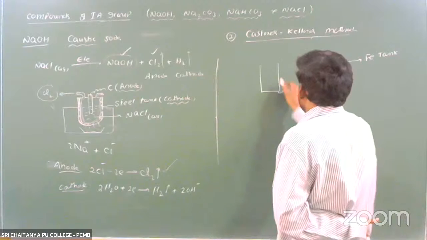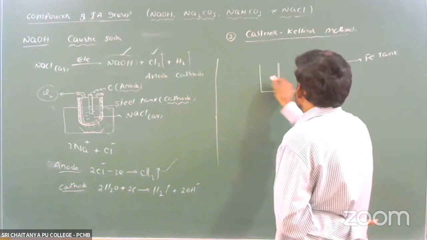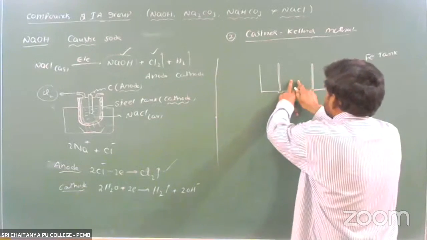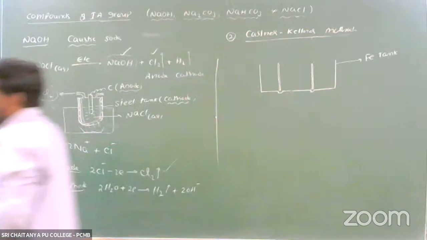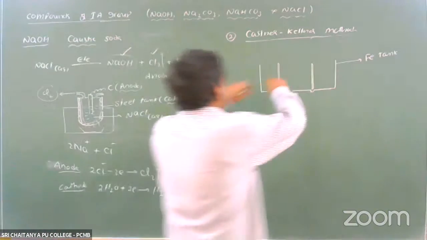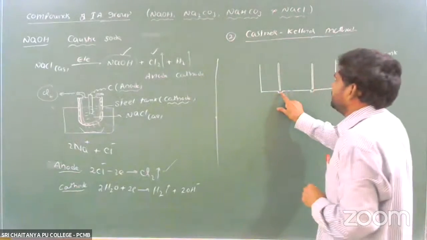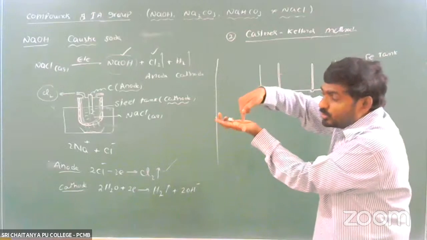3 compartments. So these 2 are considered as side compartments, and this is considered as a middle compartment. Side compartments and a middle compartment. The bottom of these metal plates do not touch the bottom of the iron tank. They are arranged in grooves.